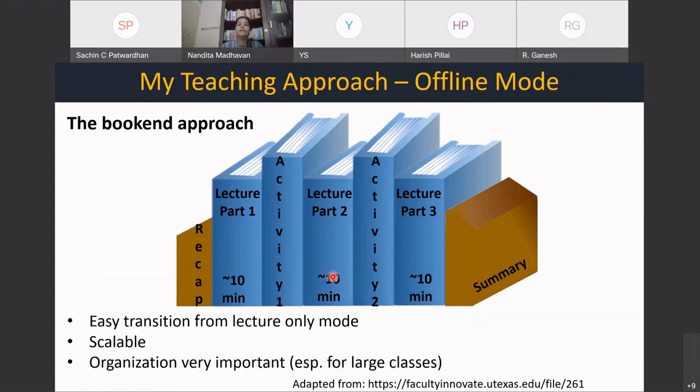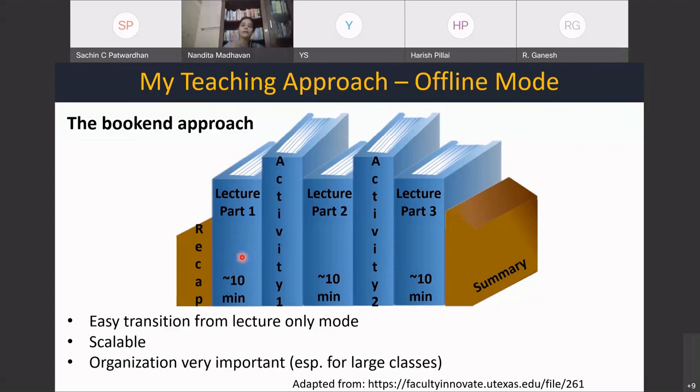So after trying a lot of things, what I have been following as a teaching approach in the offline mode is what is referred to commonly as a bookend approach. So in the bookend approach, you can think of the lecture as the stack of books which are shown here. It starts with an opening activity and a closing activity. And between, our traditional lecture would be where we go from the beginning to the end with constant lecturing. This is somewhat a hybrid mode where you lecture for 10 minutes.